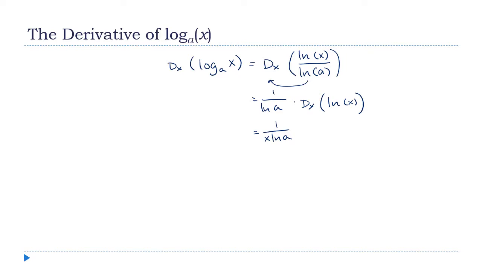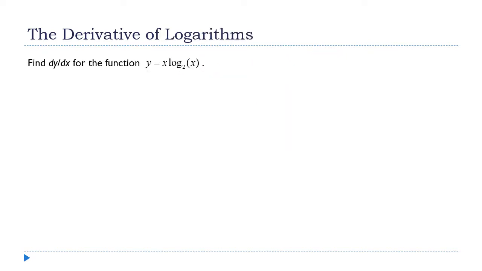Almost identical to the natural logarithm derivative, right? It just varies by a constant. We have to adjust a little for the base being different, and the way we do that is we slip that natural log of a down into the denominator with the x. So let's see how we can use this. I've got a product rule situation here, because I've got x, which I know how to differentiate, and the log base 2 of x, which I now know how to differentiate.